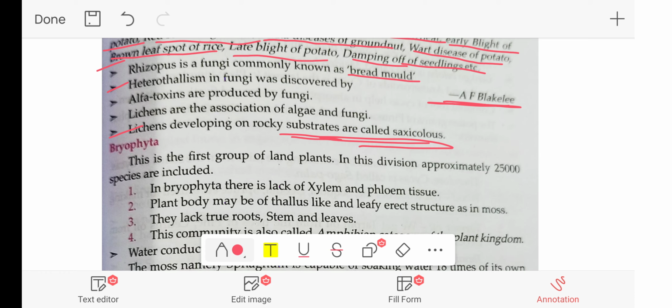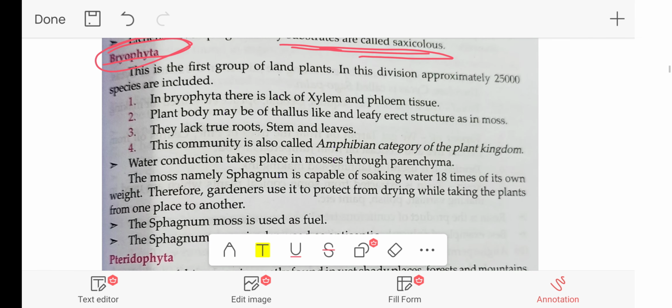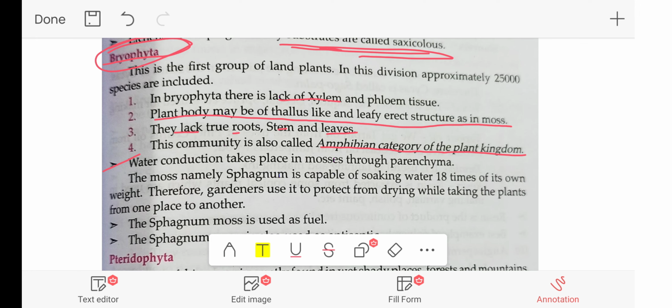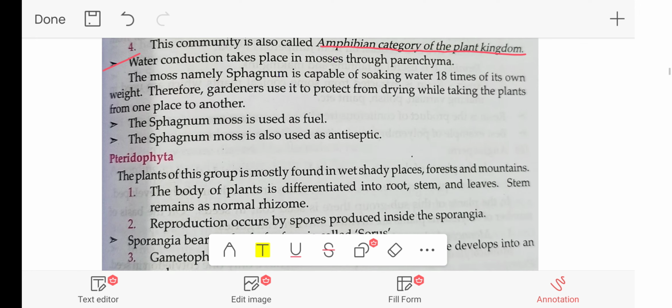Next, Bryophyta. This is the first group of land plants. In this division, approximately 25,000 species are included. In Bryophyta, there is a lack of xylem and phloem tissue. The plant body may be thallus-like or a leafy erect structure as in moss. They lack true roots, stems, and leaves. This community is also called the amphibians of the plant kingdom. Water conduction takes place in mosses through parenchyma.